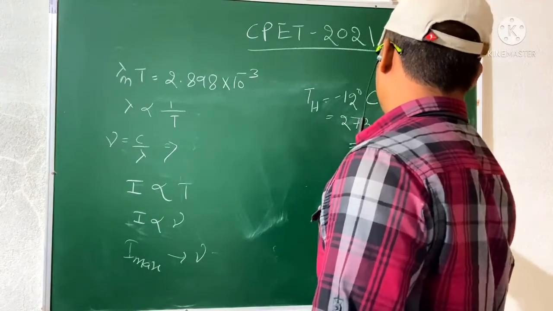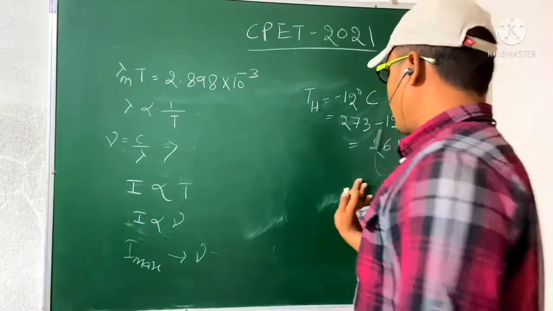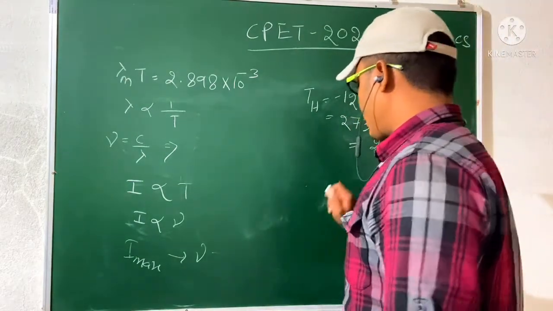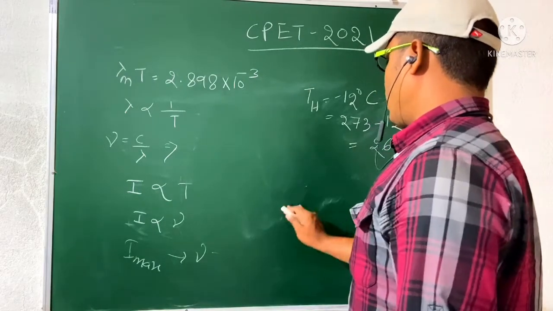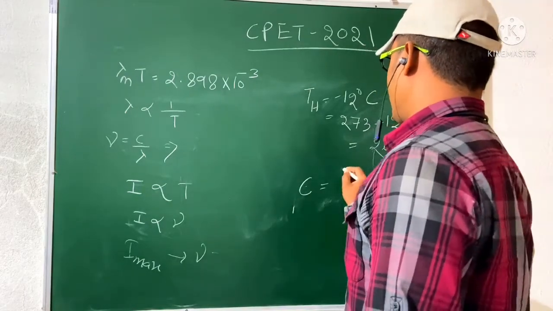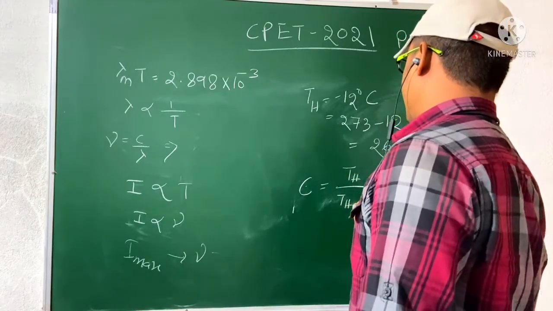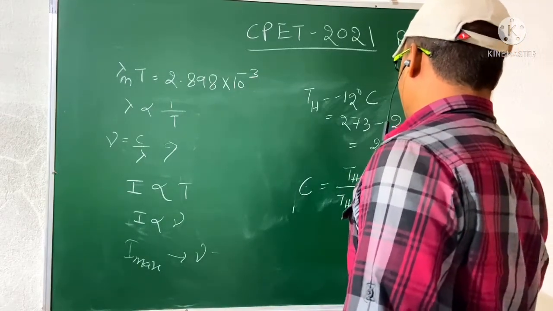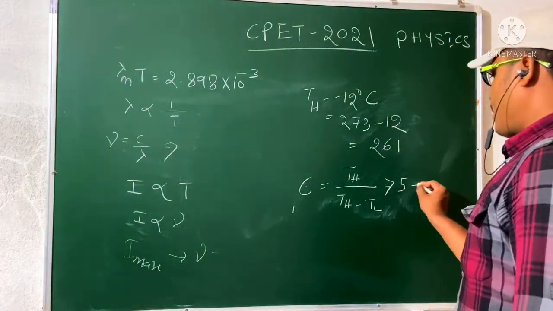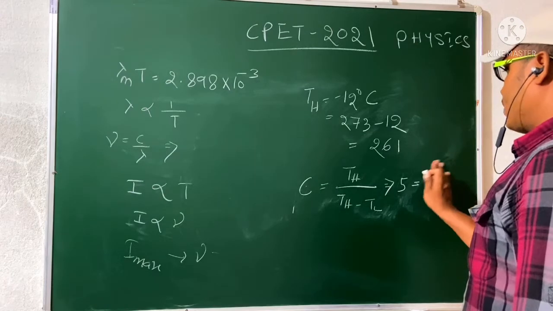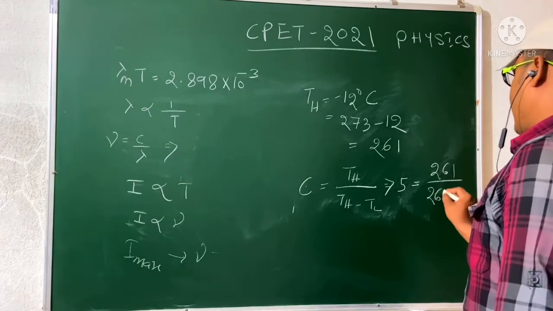So that will give you 32 minus 1, 716, then 261. So what is the coefficient of performance? The coefficient of performance is nothing but Th divided by Th minus T. So the coefficient of performance is given as 5, so 5 equals Th, that is 261, divided by 261 minus TL.